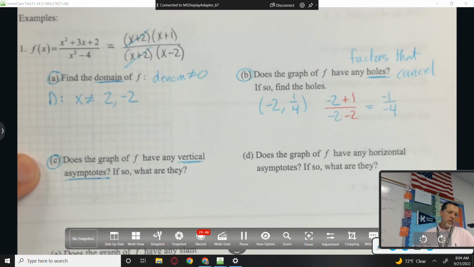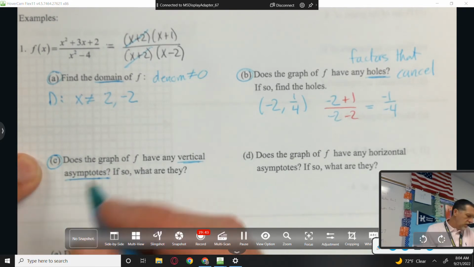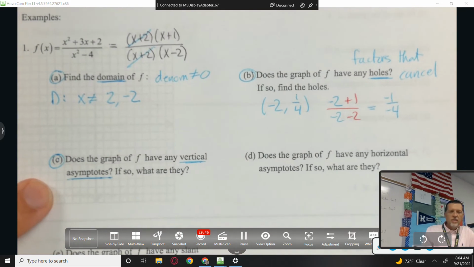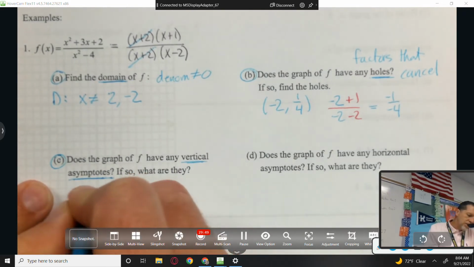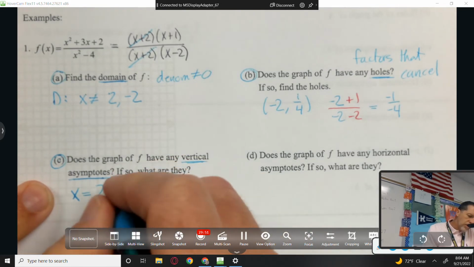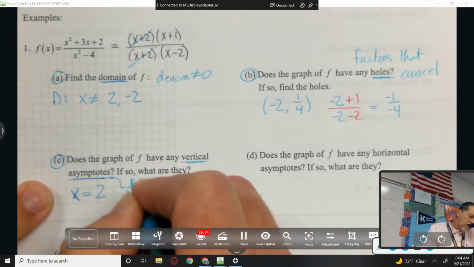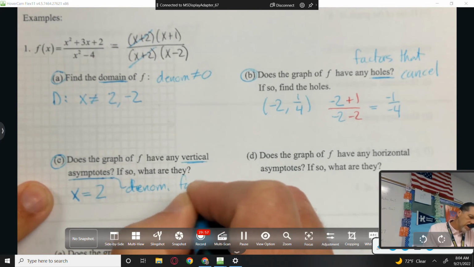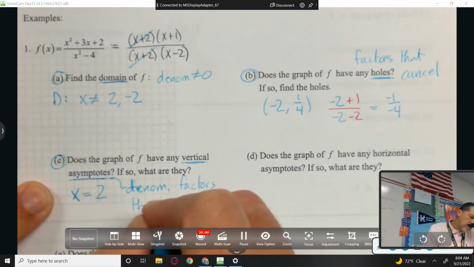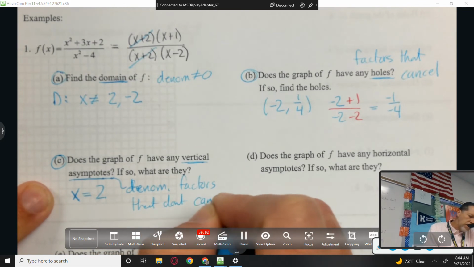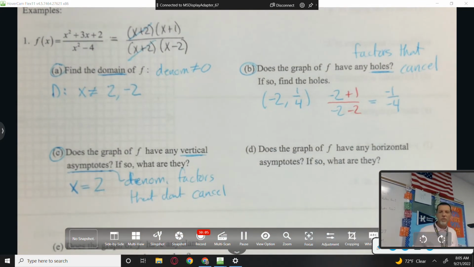Vertical asymptotes. Are there any vertical asymptotes? What is it? X equals 2. Vertical asymptotes would be denominator factors that don't cancel. Again, you don't really need to retake the notes, but if you want to put it all in one spot with an example problem, denominator factors that don't cancel. Okay, so that's Roman numeral 1. Domain, holes, vertical asymptotes, they all kind of go together. That was Roman numeral 1.